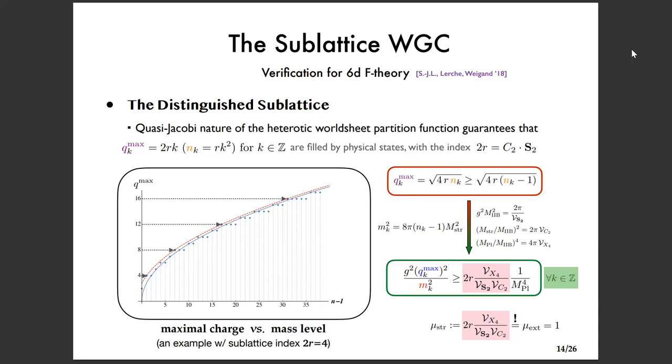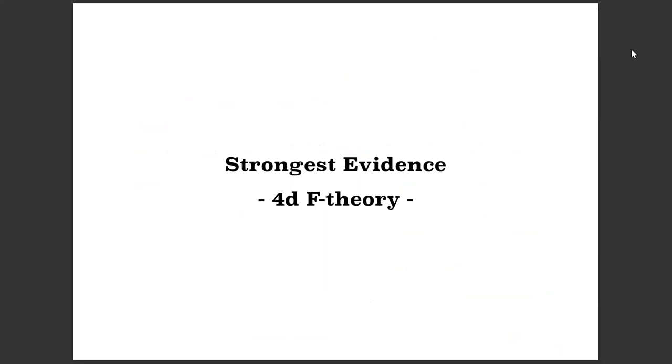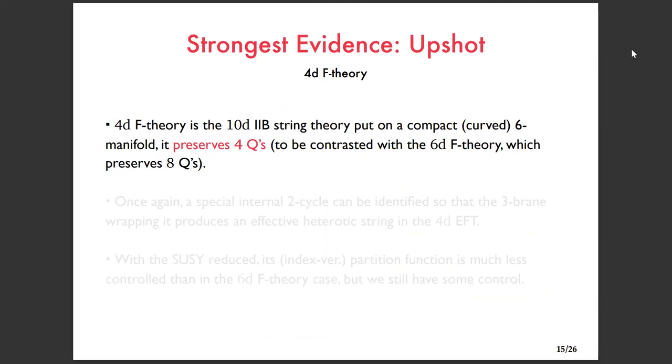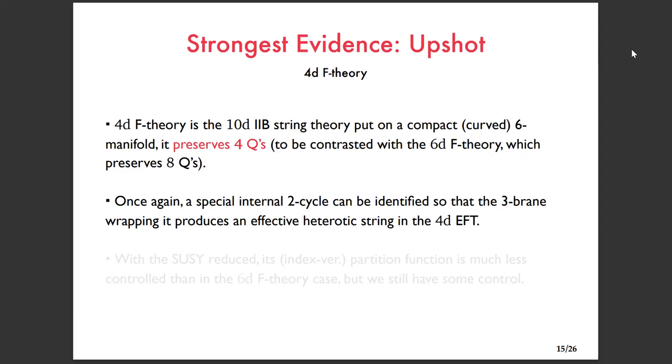Okay, having had this success in 6D F theory, we now naturally proceed to four-dimensional EFTs. So a four-dimensional F theory model is again the 10-dimensional type IIB string theory compactified on an internal six manifold now. It turns out to preserve four supercharges. Then just like in 6D F theory, once again, a special internal two cycle can be identified so that the D3 brane wrapping it produces an effective heterotic string.